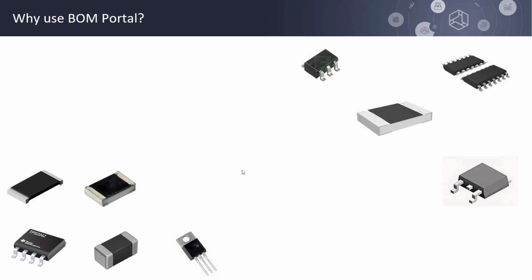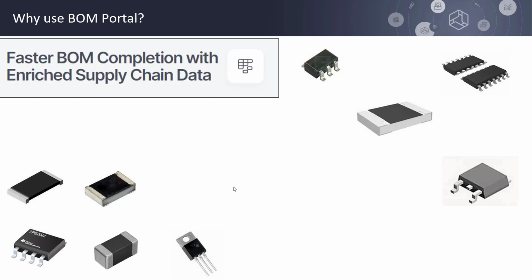So why should we use the BOM portal? First off, it allows you faster BOM completion with enriched supply chain data. You can leverage enriched part and supply chain data for better informed BOM decisions. And by bringing in early collaboration between the engineering and the procurement teams, it ensures that the latest part specifications, compliance information, and supply chain data like manufacturing lifecycle, availability, and pricing are considered. This helps to accelerate your product's time to market without compromising on quality or efficiency.